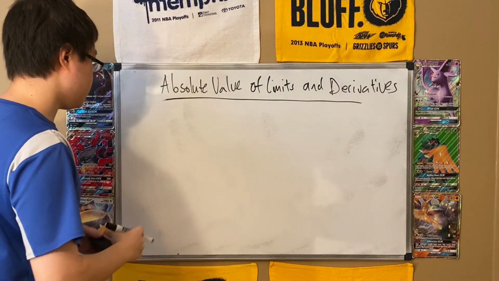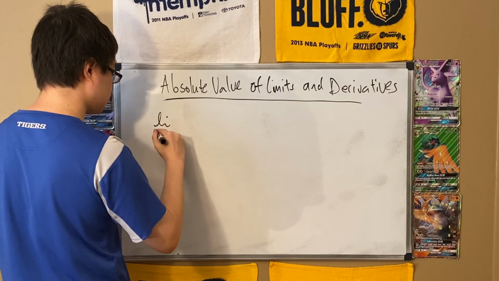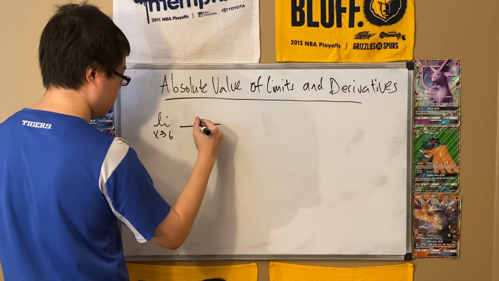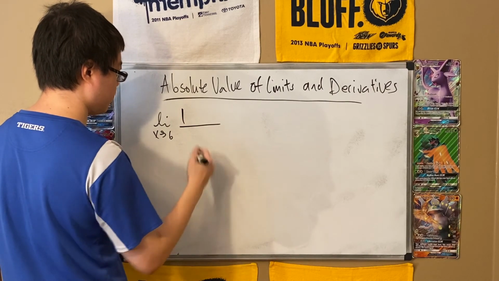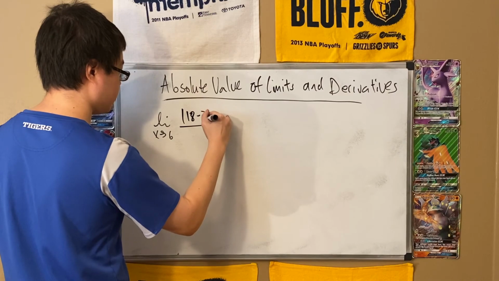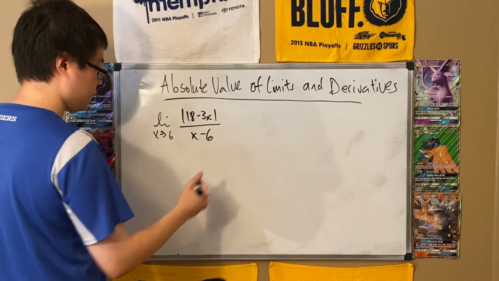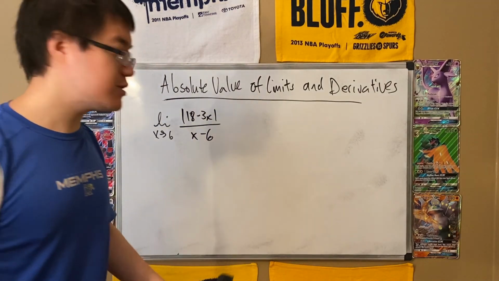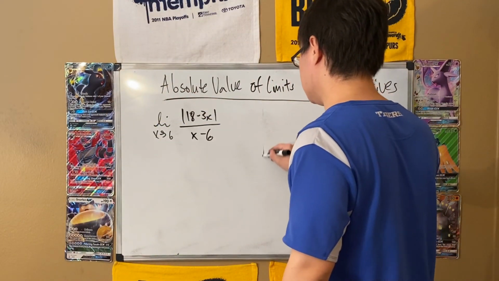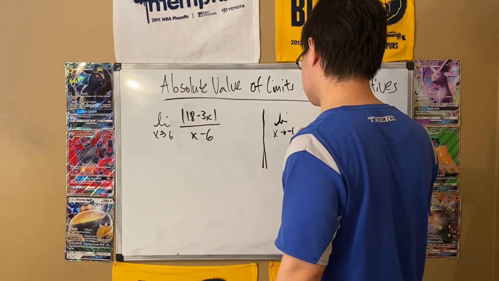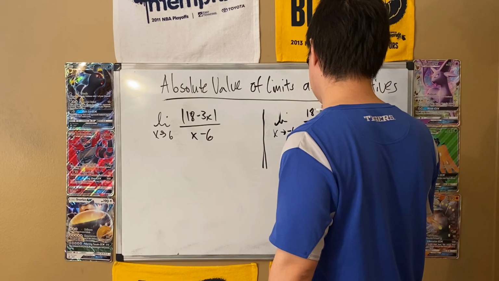So let's say we have the limit as x goes to 6, and on the top here we are going to have the absolute value of 18 minus 3x, and on the bottom here we're going to have x minus 6. Before we do this, let's do another question in the meantime. Let's do the same exact question, but instead, let's go to x to the negative 6.